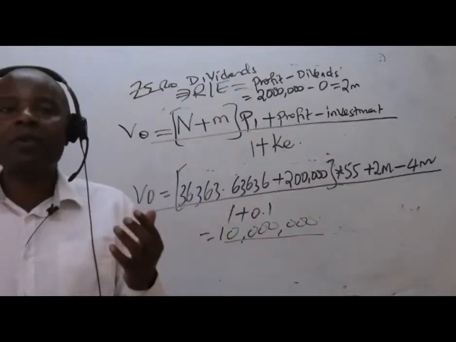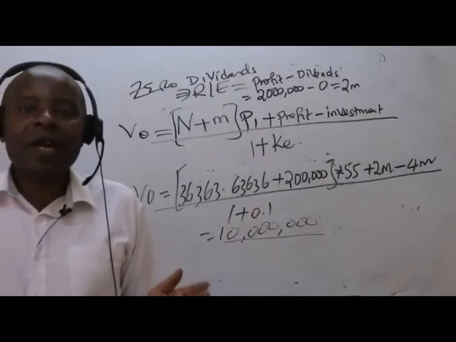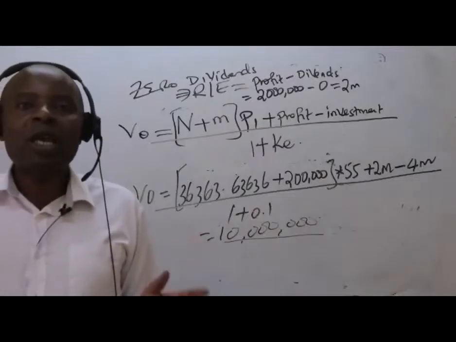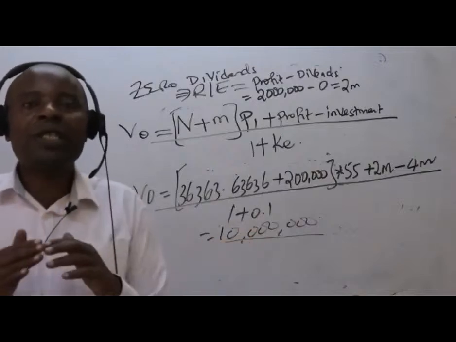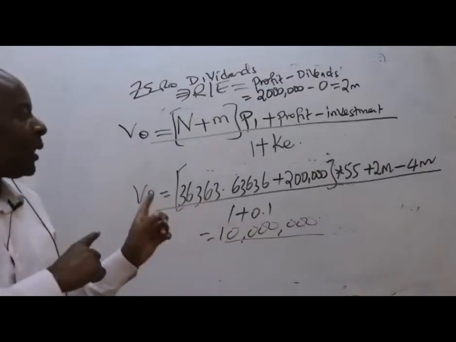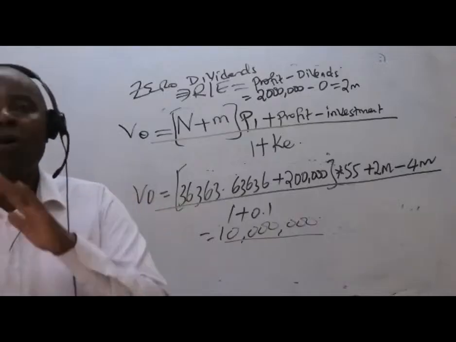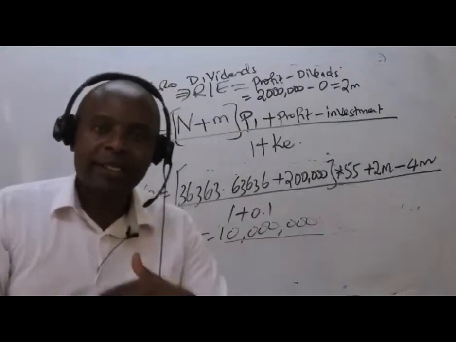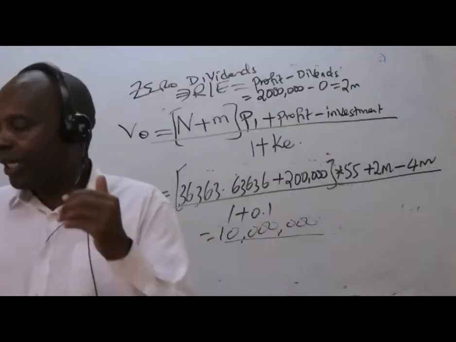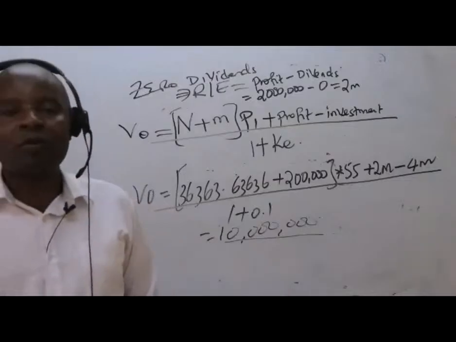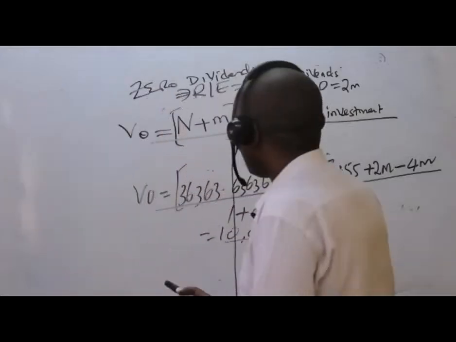So, ladies and gentlemen, having gotten that, could you kindly do me a favor? This is the value of this organization if it decides not to pay dividends. If we say it's zero dividends, then automatically we shall be able to get our firm being valued at 10 million. What about the other side of the coin? What if we decide to pay dividends? So pay dividends policy, what will be the value of the firm? So number 2, pay dividends policy.